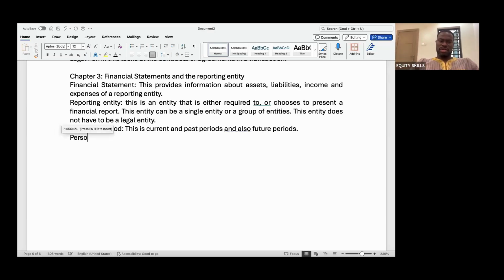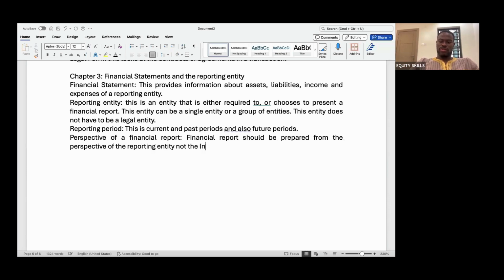And also it talks about the perspective of financial reports. And here it says that financial reports should be prepared from the perspective of the reporting entity, not the investors.